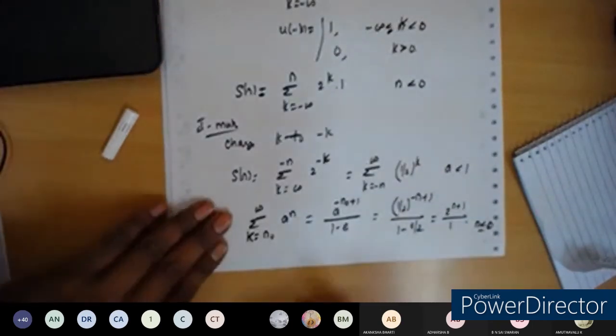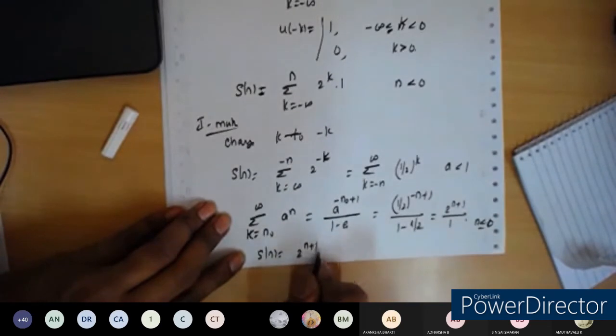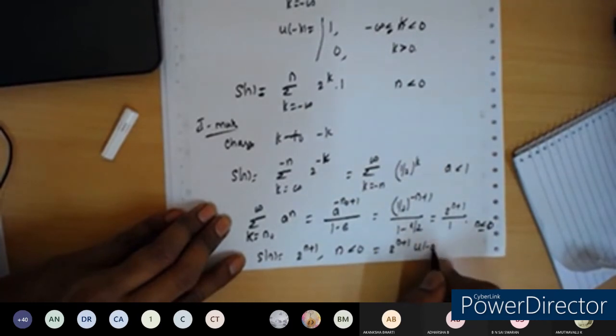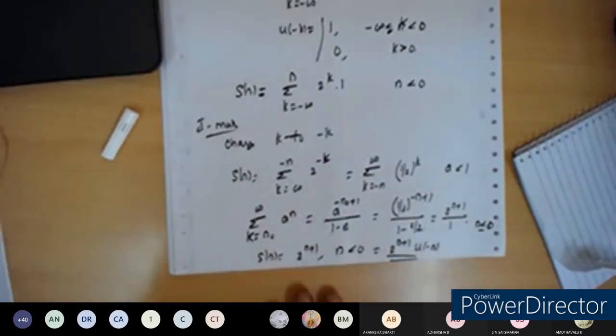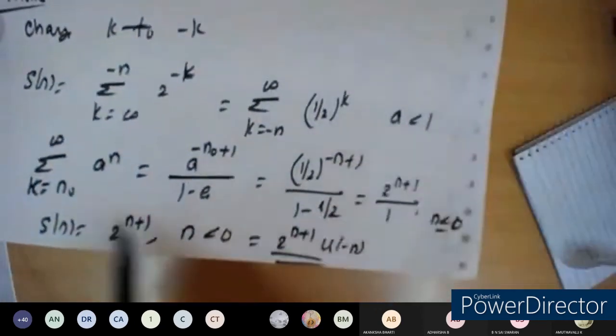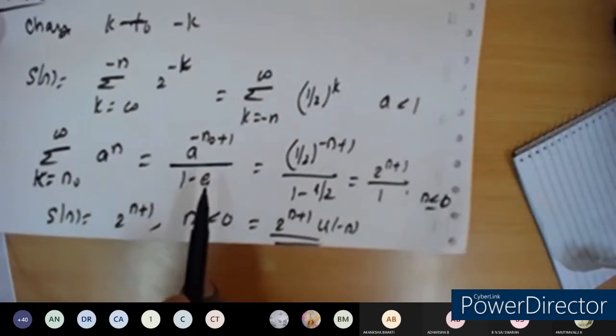So we can take the step response S of n is equal to 2 to the power of n plus 1 for n less than 0, or else we can write this as 2 to the power of n plus 1 into u of minus n. Is the formula correct? You check the formula. Yes, sir.